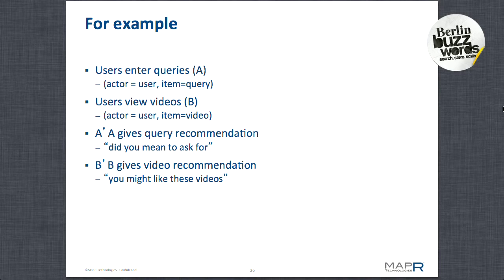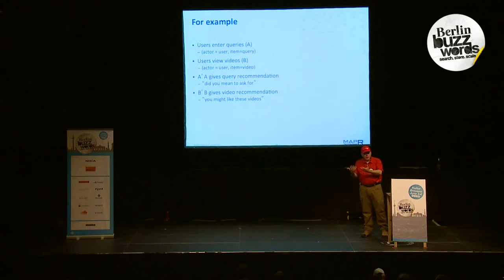So let's take an example here. Users enter queries in the A matrix, and the things will be the words that they type into the queries. The B matrix will be videos that they view. So we have users and we have videos, two different kinds of behavior, two different kinds of things. A transpose A will give us query recommendations. Did you mean to ask for such and so? You type in a query, and it gives you back alternative query words. That's nice. B transpose A will give us video recommendation. You might like these videos too, or at the bottom of the video page, you can put those down.